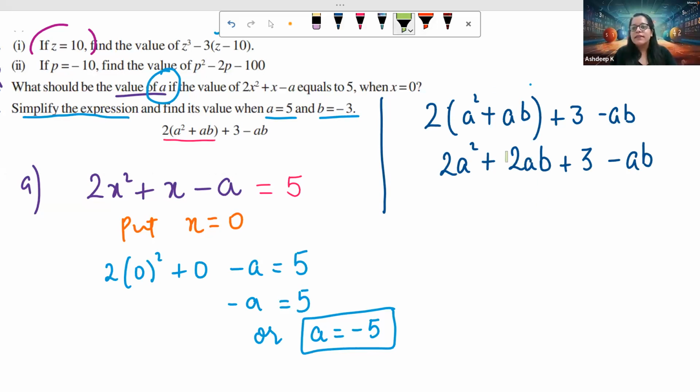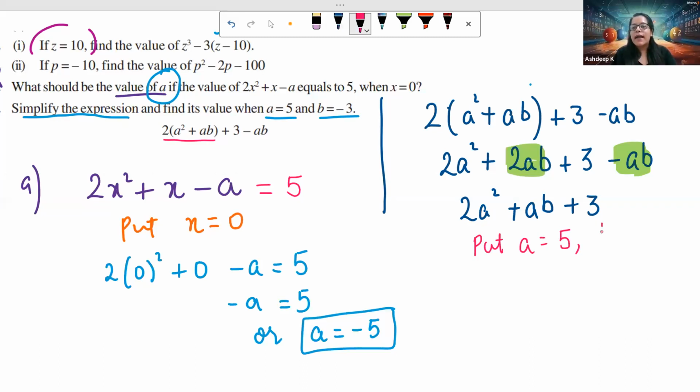So here as we can see, 2ab and minus ab are like terms. So first of all, we'll simplify both of them. So we'll get 2a square, 2ab minus ab is nothing but it would be plus ab plus 3. Now, as far as the question is concerned, we are already given the value of a and b. So we'll simply put a equal to 5 and b equal to minus 3.